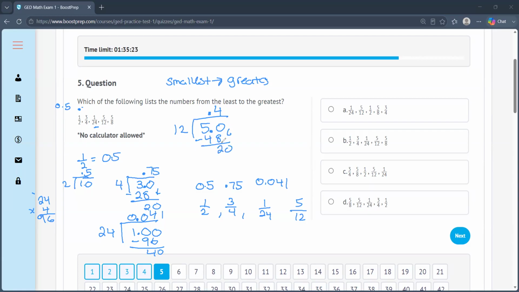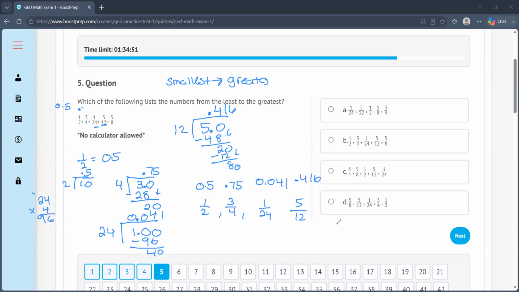Bring down the 0. How many times does 12 go into 20? At least once. And then 20 minus 12 is 8. Bring down the 0. And then how many times does 12 go into 80? About 6. So 5/12 will be 0.416.